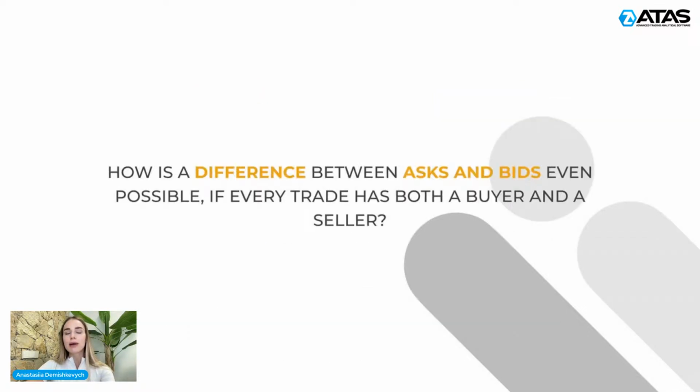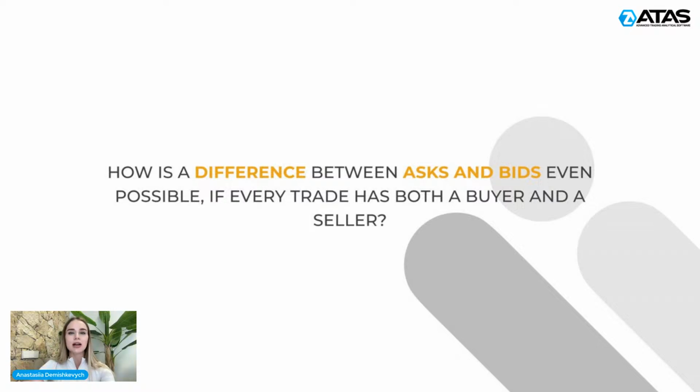And now you might be wondering, if you've heard delta for the first time, how the difference between asks and bids is even possible, because in every trade there are both buyers and sellers. And there needs to be an equal amount of buyer and seller to be able to fill the order. Well, that's a great question. And yes, it's true. Every single trade on the exchange happens between two sides, a buyer and a seller.